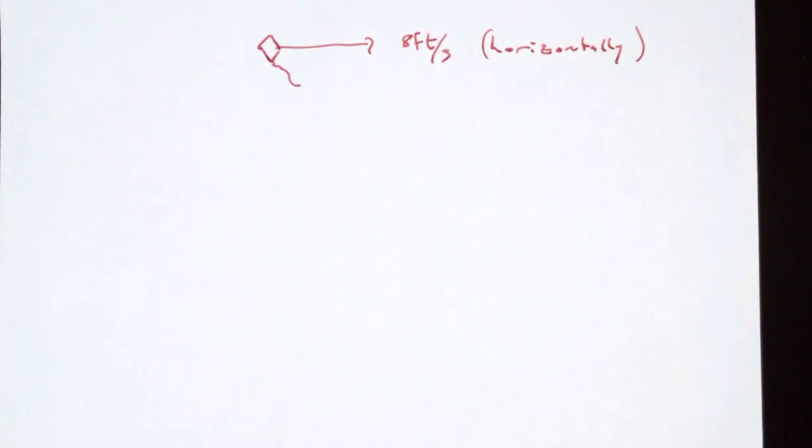The angle between the string and the ground is decreasing. Now, I've drawn this kite moving to the right. I need you to tell me where the person with the string is standing. Are they over here on the left of the kite? Or are they over on the right of the kite? The kite is moving from left to right.